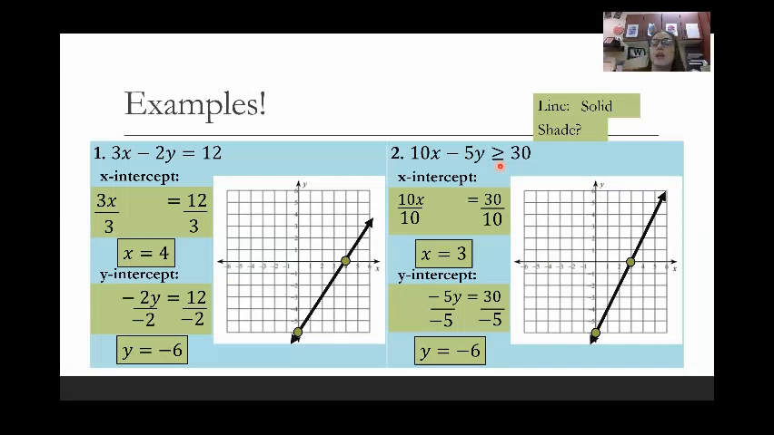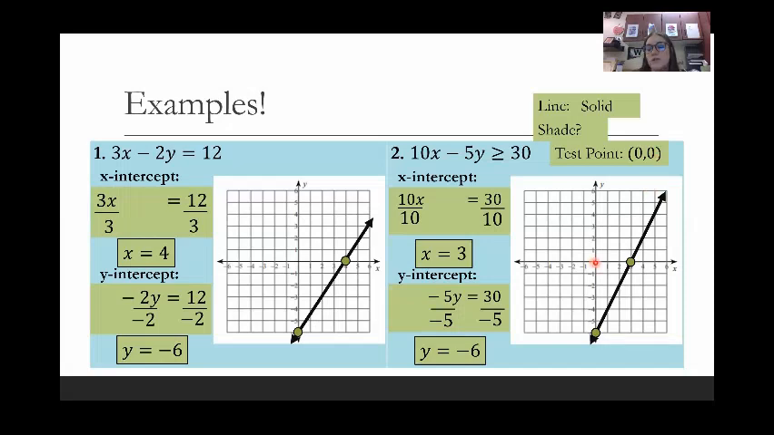When we think about shading, sometimes we might think, do we shade up or do we shade down, which normally works, but it doesn't work from standard form all the time. I'll show you why. If you think back a while, we mentioned using a test point. Using a test point means take some point that's on the graph that's not on the line. So I'm going to take 0, 0 because that's easy to plug in.